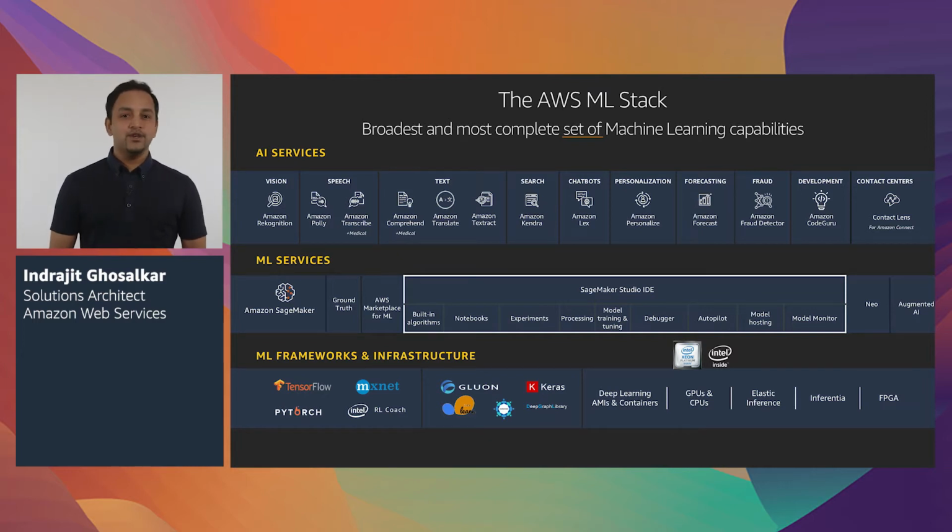At AWS, we see the machine learning stack having three key layers. At the bottom are the frameworks and the infrastructure for those comfortable in building and maintaining their own ML platform. In the middle, we have the ML services layer. That is what makes it easy for ML developers and data scientists to build, train, and deploy machine learning models at the click of a button. And that's Amazon SageMaker. In recent times, we have added many features in SageMaker with developers in mind, to help them build faster and more efficiently.